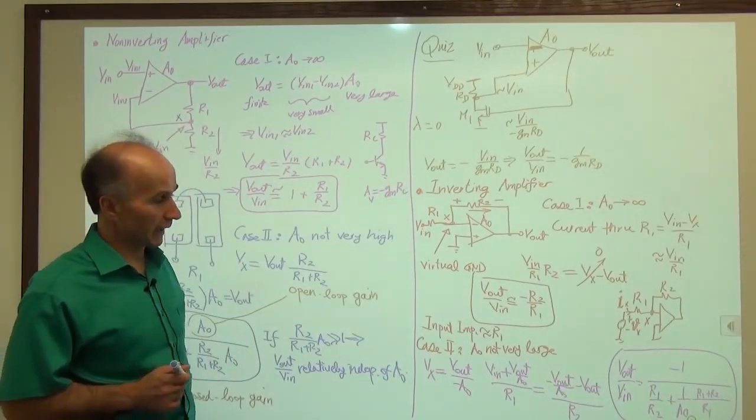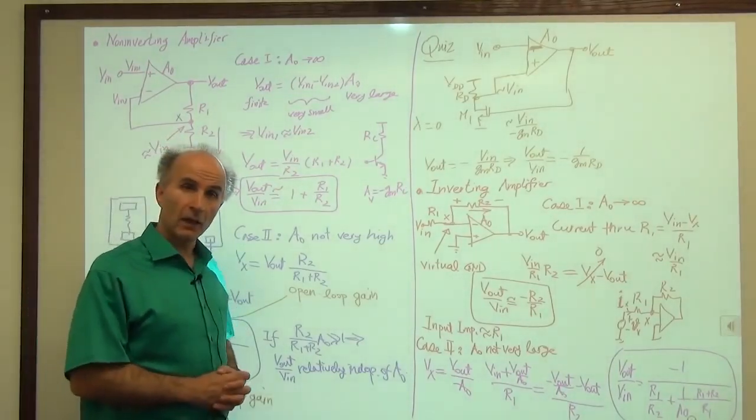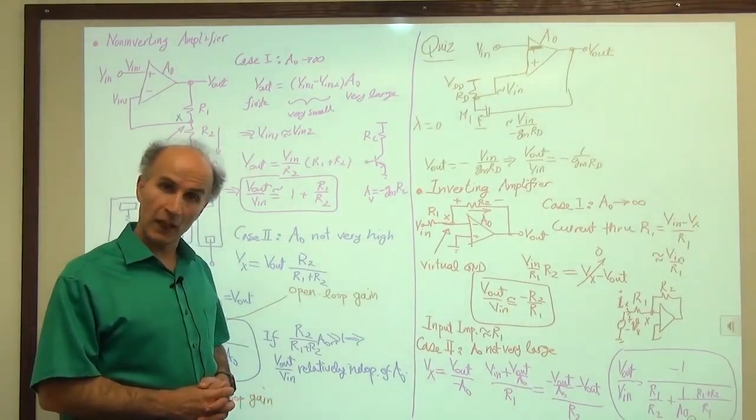So this is what we obtain for this type of circuit, and this is called an inverting amplifier. Our time is up. Next time we will look at other circuits that use op amps to create interesting functions. I will see you next time.